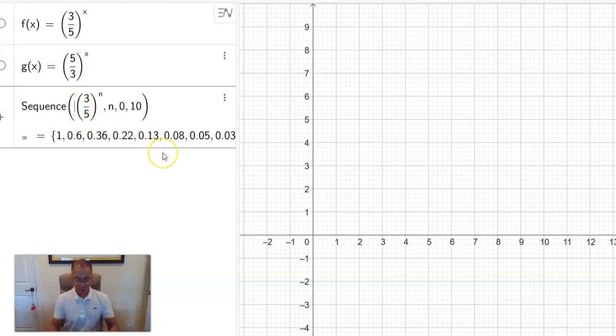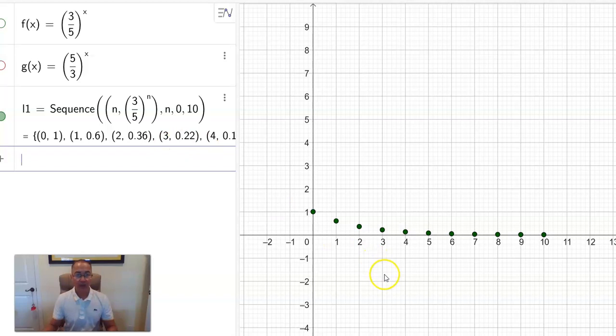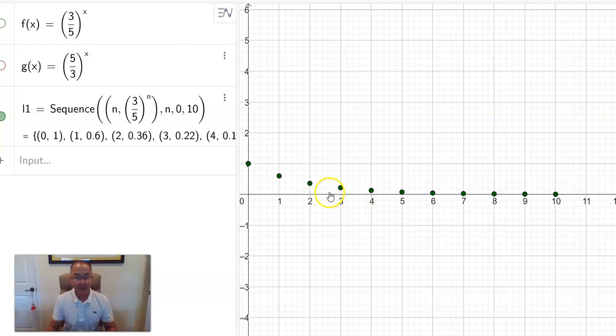Let's plot them. So let's make a point, parenthesis, n, comma. Okay, there they are. So here are the dots, and I'm not going to waste time by making the dots smaller. We know that 3/5 to the x has the x-axis as a horizontal asymptote. So therefore, this sequence also has the x-axis as a horizontal asymptote. In other words, its limit is 0.